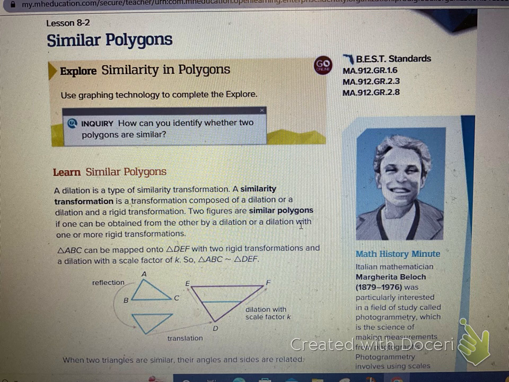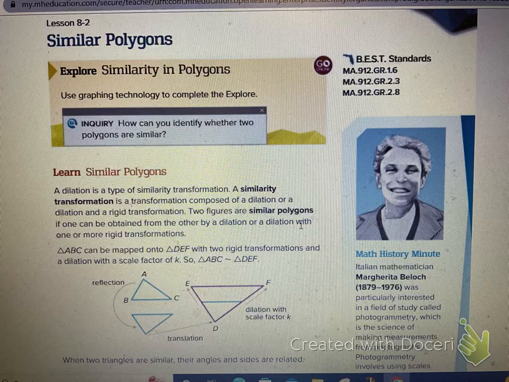Okay. Today we're going to do part of 8.2, similar polygons. A dilation is a type of similarity transformation. A similarity transformation is a transformation composed of a dilation or a dilation and a rigid transformation. Two figures are similar polygons if one can be obtained from the other by a dilation or a dilation with one or more rigid transformations.